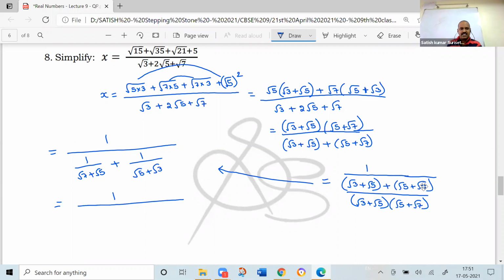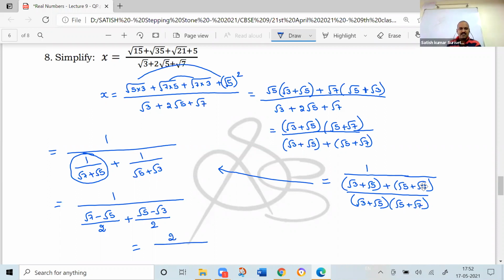1 upon. Now rationalize this portion. So rationalizing factor is root 7 plus root 5. So root 7 minus root 5 upon 7 minus 5, 2. Now here also in the same manner. Root 5 minus root 3 upon 5 minus 3, 2. So when you take LCM, 2 will come to the numerator.